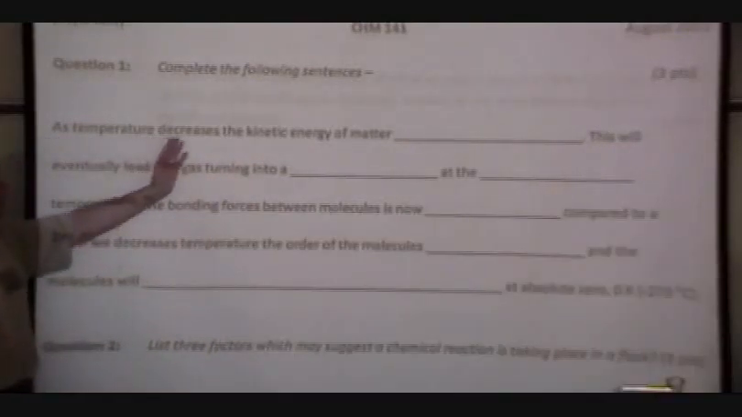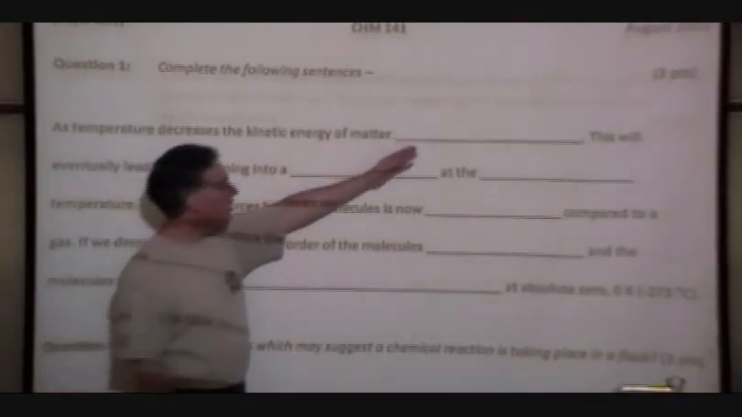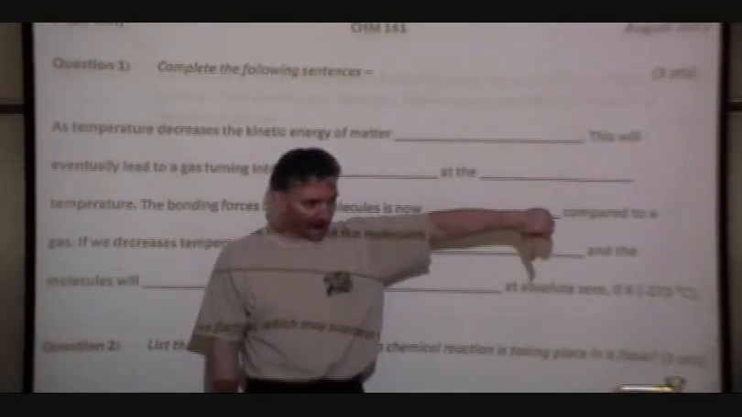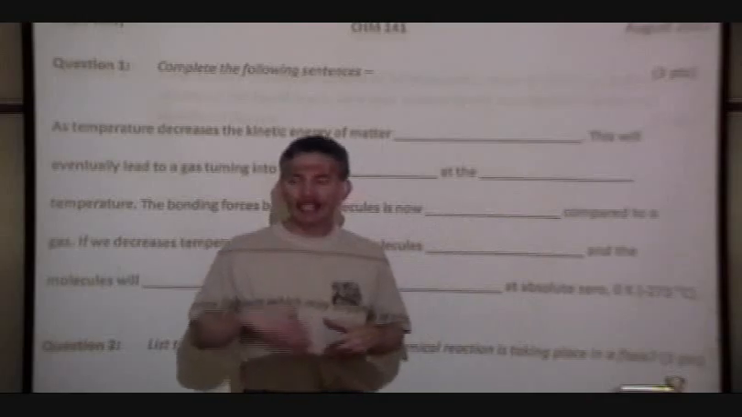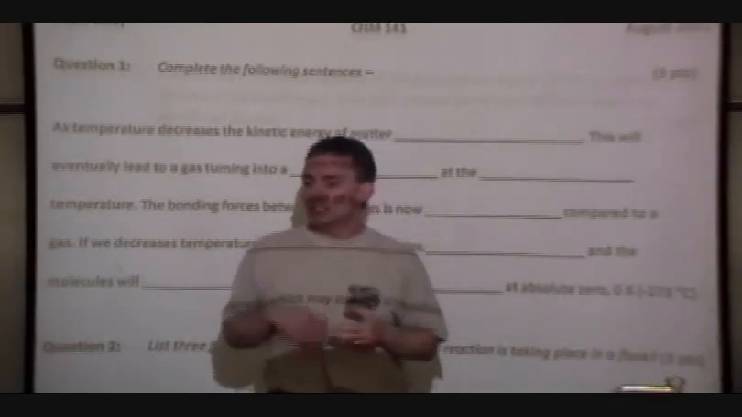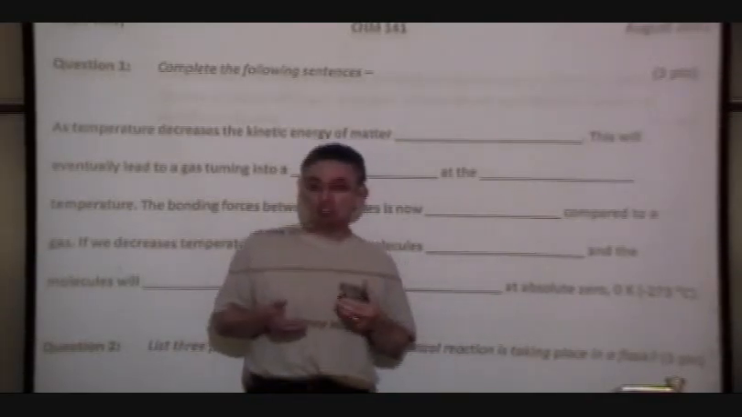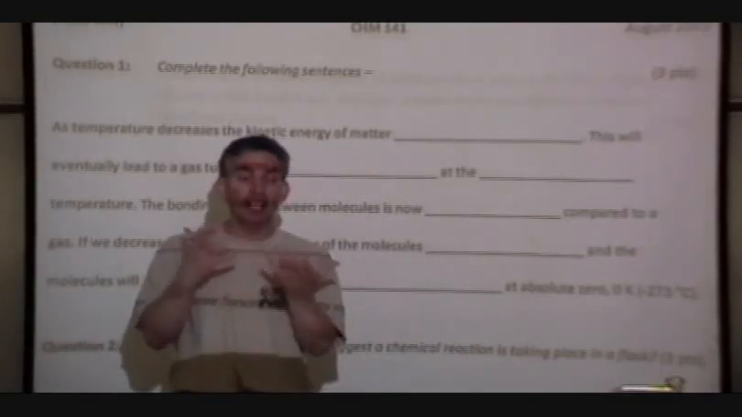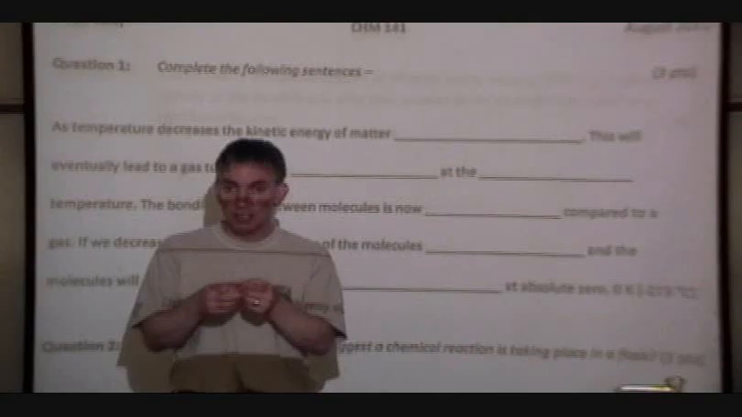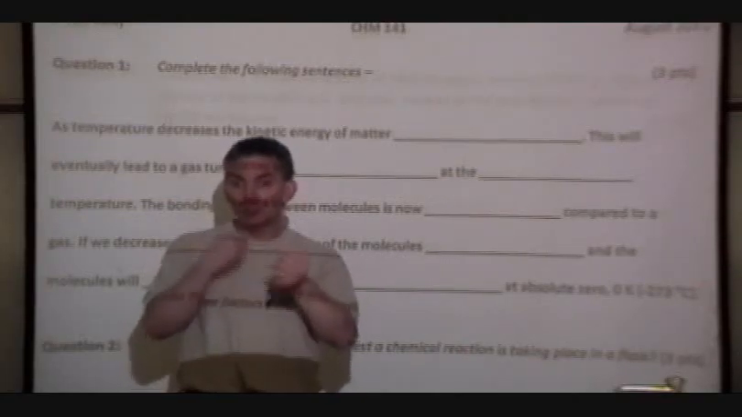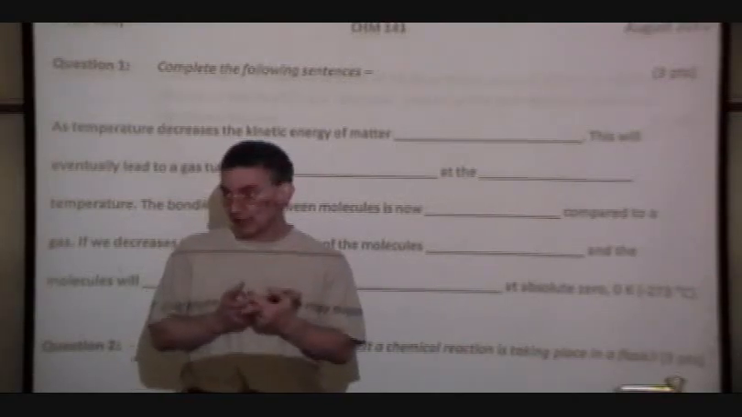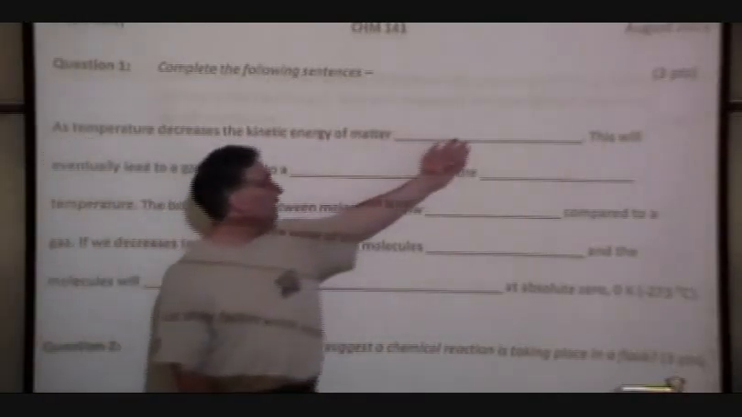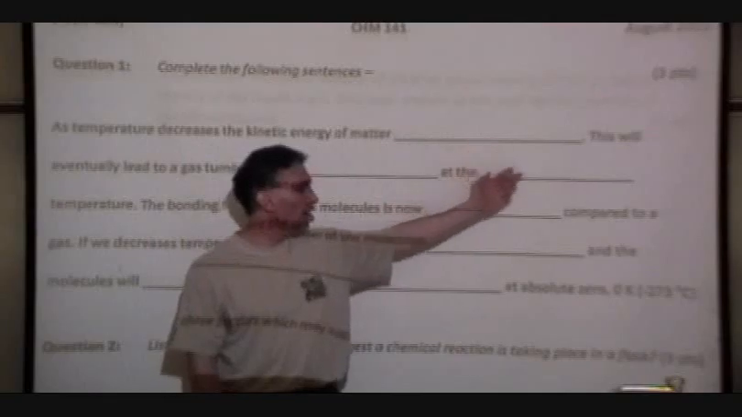So as temperature decreases, kinetic energy of matter decreases. Yeah? Remember, the kinetic energy of matter is connected to the temperature. And as temperature drops, molecules move more slowly. They have less kinetic energy. And as temperature rises, molecules move more quickly and they have more kinetic energy. So a drop in temperature means a drop in kinetic energy.